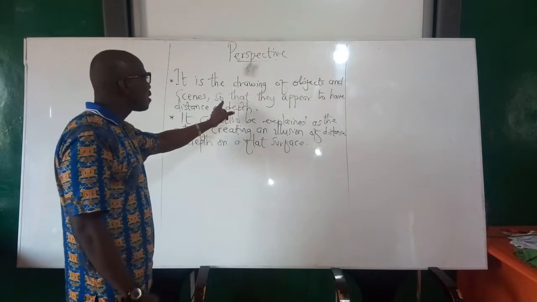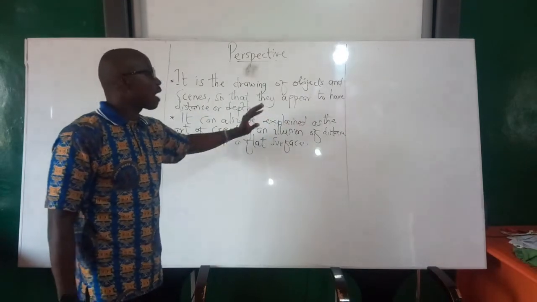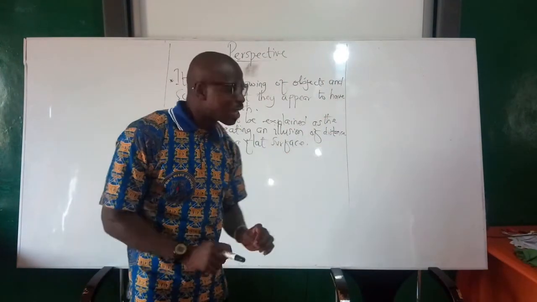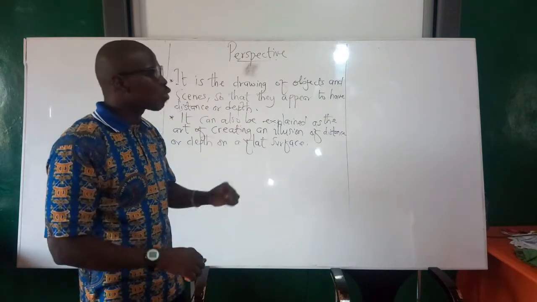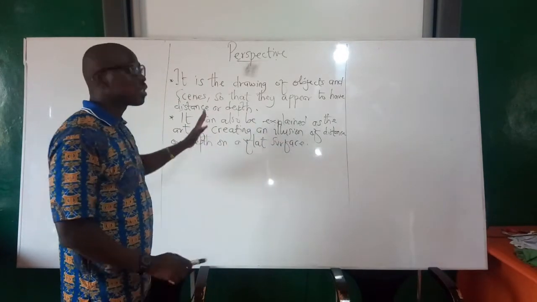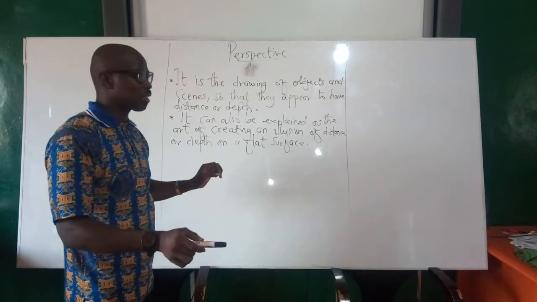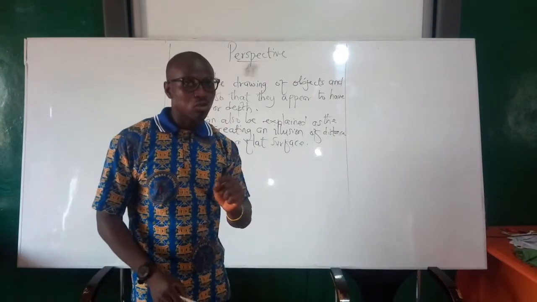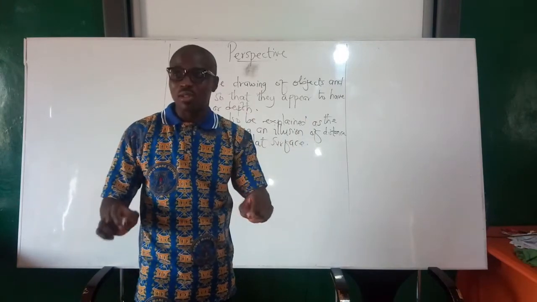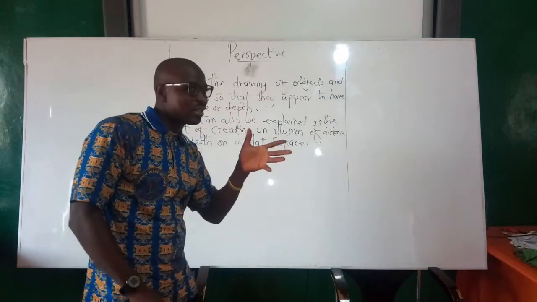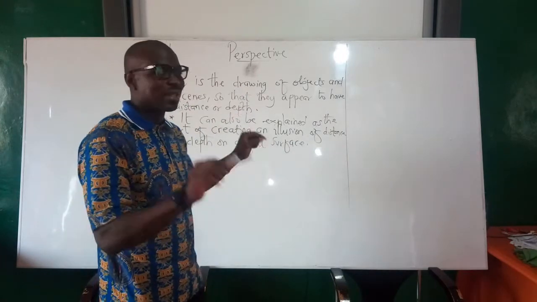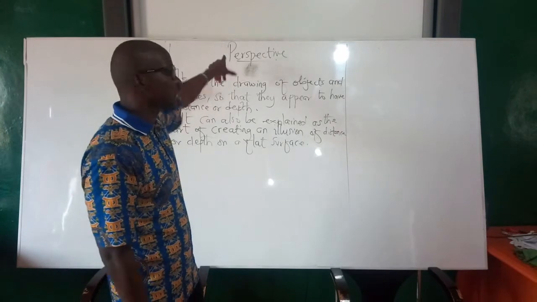So the drawing of objects and scenes so that they appear to have distance. The word is appear to, seems to. In actual fact, there wouldn't be any distance, but you represent it in such a way that it will seem to have distance or depth. Because as you move, the size of your house will be reducing. It will get to a point that you see your house very, very small. But in actual fact, your house is not that small. So in order to represent that on the surface, you use the principle of perspective.